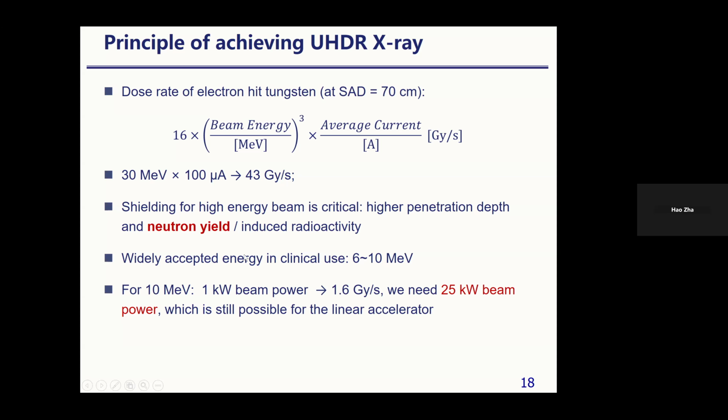So the widely accepted energy in clinical use is limited to 10 MeV. For 10 MeV, we can do the calculation: 1 kilowatt of beam power generates 1.6 gray per second. So we need at least 25 kilowatts of beam power, which is still possible for current accelerators, because food radiation accelerators can achieve a power of 20 kilowatts.